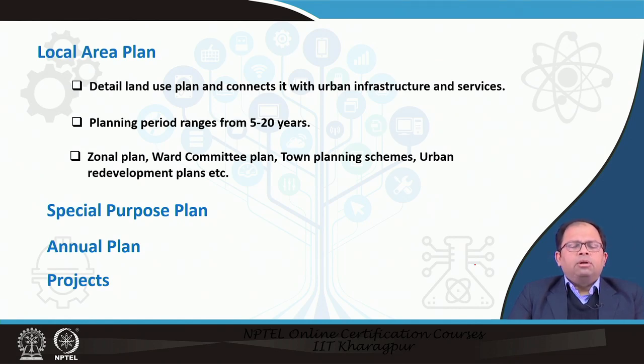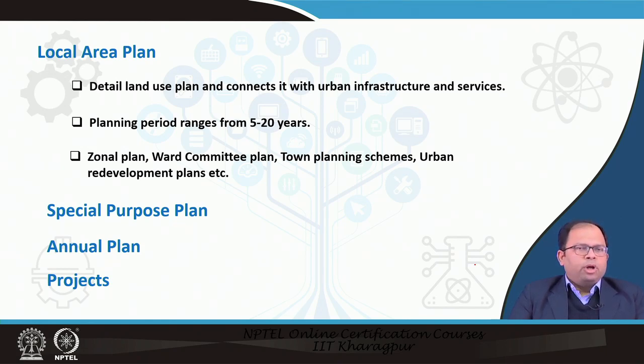In addition to local area plans, there are certain other kinds of plans undertaken in urban areas. For example, there are special purpose plans, which are designed with a certain purpose in mind. For example, if I need to develop an industrial area, it is developed keeping in mind that industrial infrastructure will be provided so that industries can move into that area. That could be a special purpose plan. Then there are annual plans. Annual plans are a variation of the local area plans, where you plan for very short periods of time, so we can call it an annual plan.